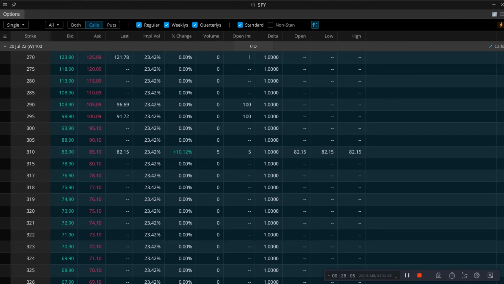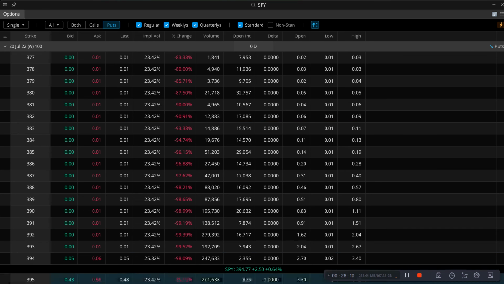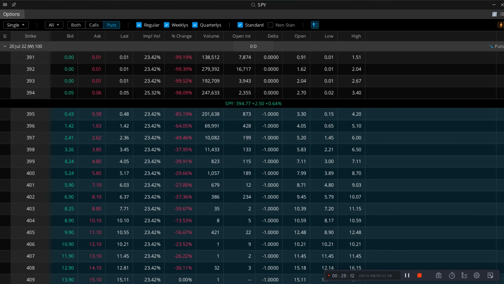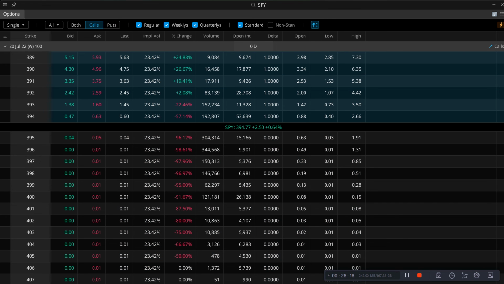But calls and puts work the same. Puts work better the higher the strike price is, the better it is for you. Calls, the lower the strike price, the better it is for you.